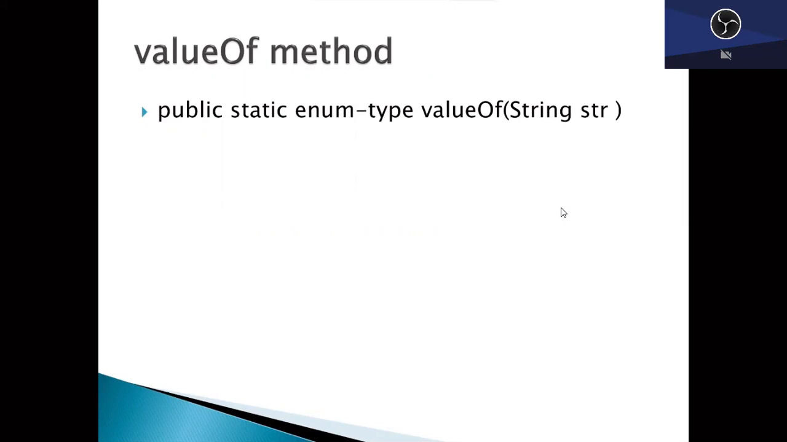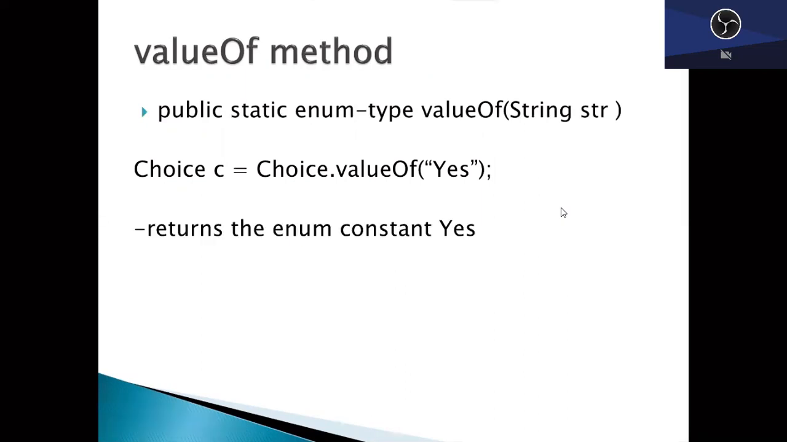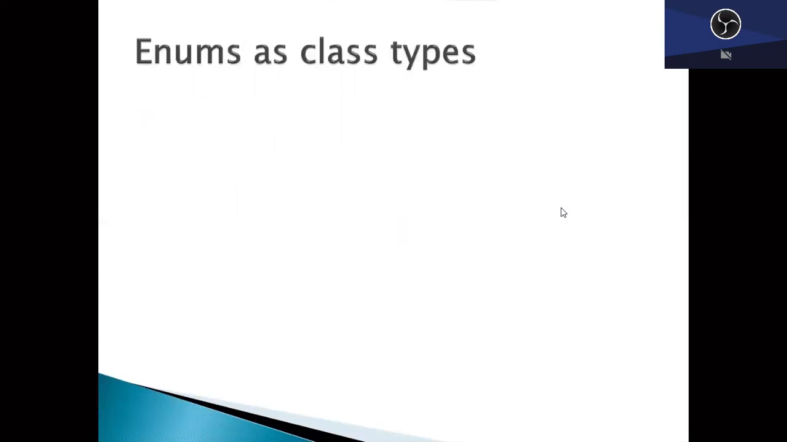So what is the string? Suppose I give the string yes, then this returns me the enumeration type corresponding to yes. If I give no, then it will return enumeration type no. So something like this: choice dot valueOf yes. When I get C and print C, I will get choice dot yes. It returns the enum constant yes. So these were the values and valueOf methods of the enum class.